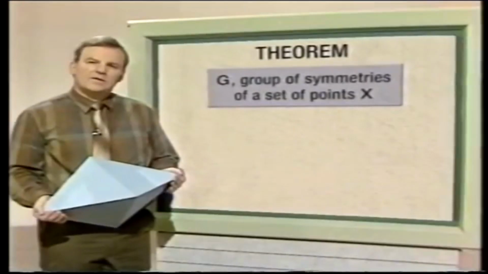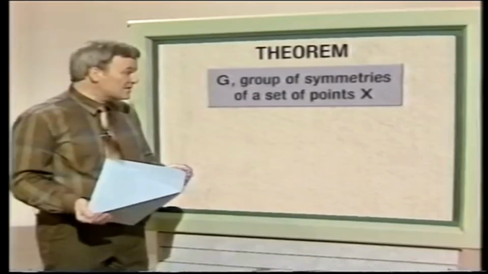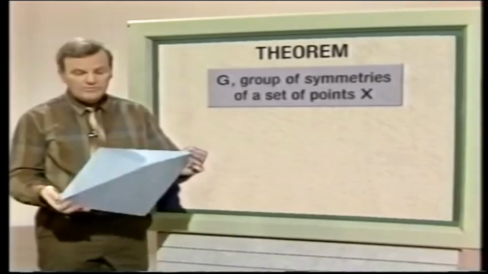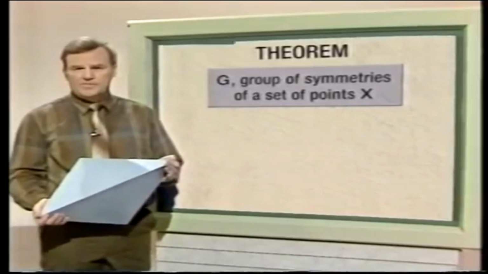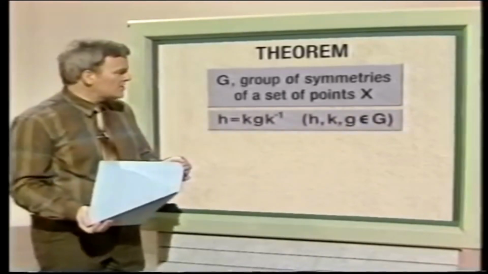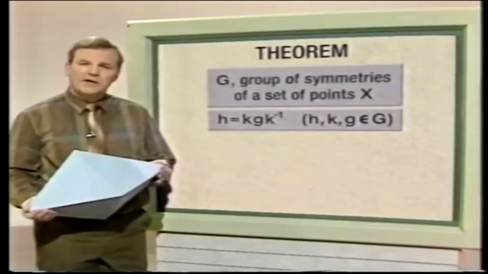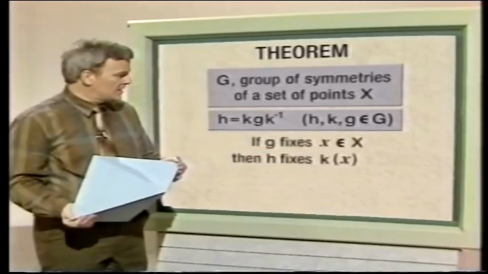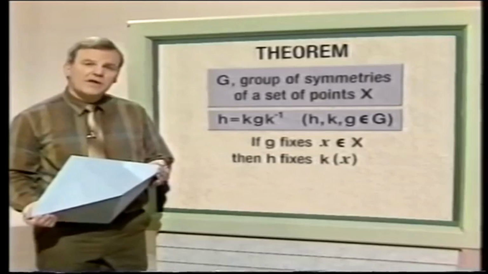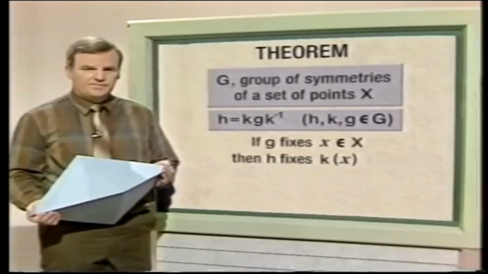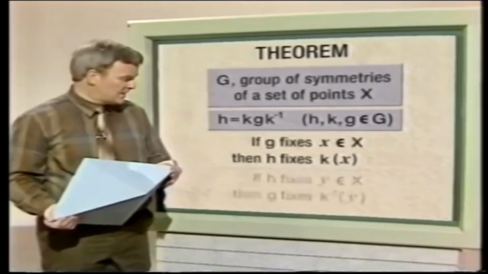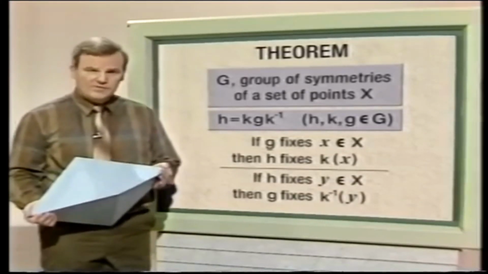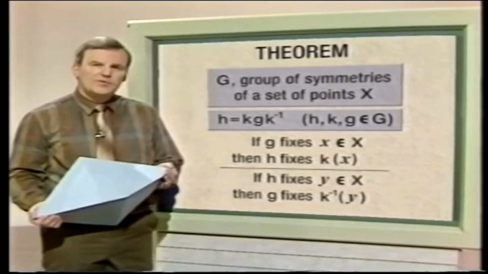Let G be the group of symmetries of any set of points X. For example, X could be the set of points which make up this solid double tetrahedron. And let H be the conjugate of an element G by an element K. The theorem says, if G fixes a point X, then H fixes K of X. And conversely, if H fixes a point Y, then G fixes K inverse of Y. The proof goes like this.